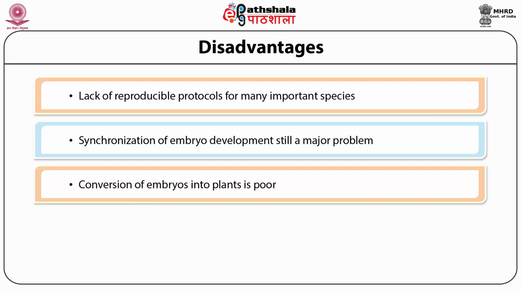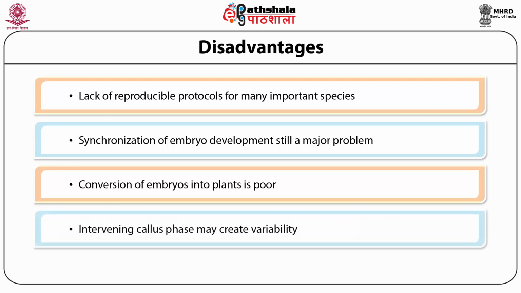And the other, which also is a problem with the shoot bud regeneration, is that the intervening callus phase many a times induces offshoots or variability, which is not acceptable in clonal propagation. But as I said earlier, by choosing the right concentration of auxin and cytokinin, comparatively on the lower side, you can overcome this particular drawback of variability by reducing induction of abnormal embryos.